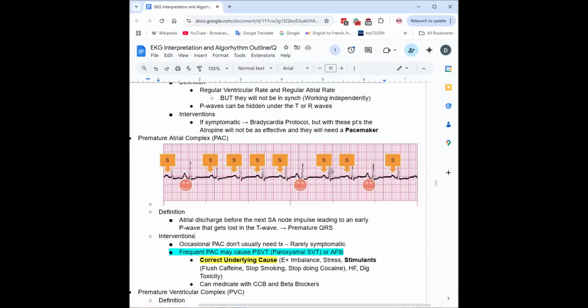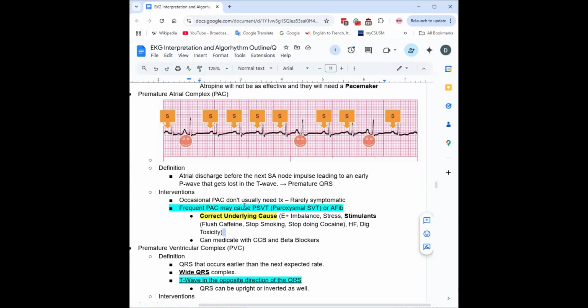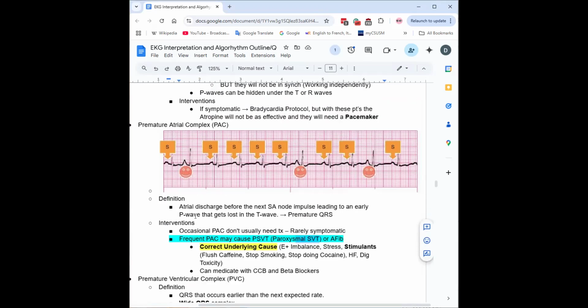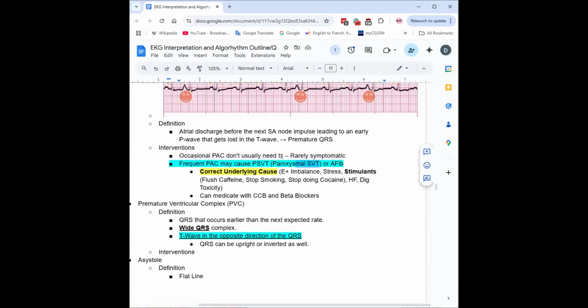I could easily see you guys having a question where you get something that looks like this, and it's like, what's your education or what's your action? And maybe the answer is flush the caffeine. Get a lot of fluids. Typically asymptomatic, very rarely needs treatment. But if this person's having consistent stuff, then it can lead to stress. Remember, the SVT can be caused by stress, hypoxia. So if you have consistent PACs to that point, it can cause SVT or it can cause the AFib.